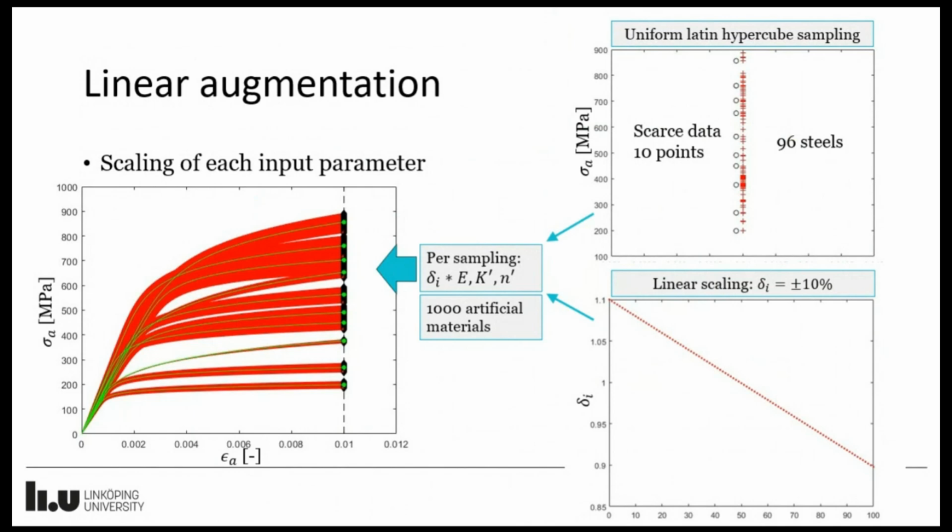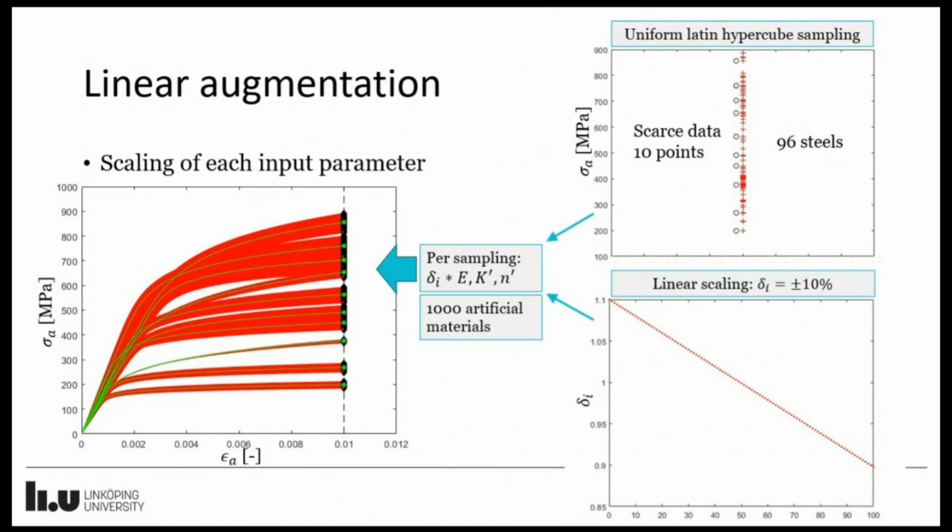And then we just do a linear scaling, plus minus 10%, on each of these different points. So going from 1.1 to 0.9 here. And then you scale each of your material parameters, E, K, and N, with this linear scaling. And we have 10 times 100, so we generate thousands of artificial data materials.